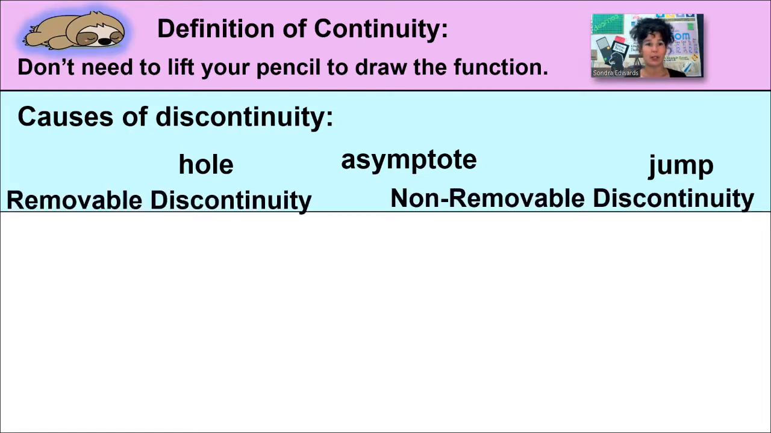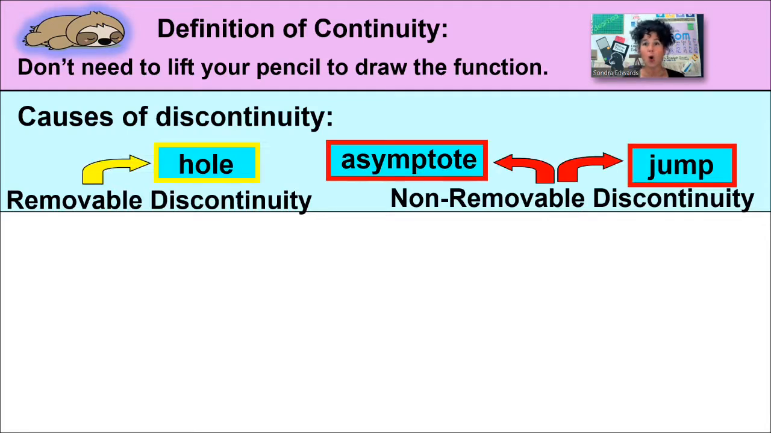Now a little bit more vocabulary here. Some discontinuities are referred to as removable discontinuities and other ones as non-removable discontinuities. Holes are considered removable discontinuities. And then asymptotes and jumps are considered non-removable discontinuities. When we get to the equations of functions, you'll start to see why this vocabulary has emerged. But for now, let's just remember that holes are removable, asymptotes and breaks non-removable.